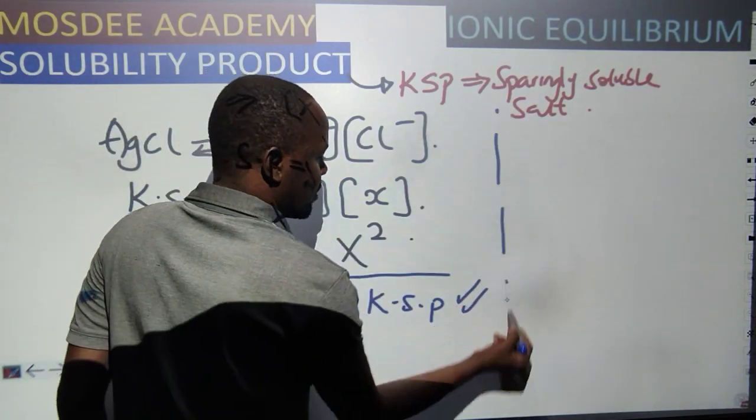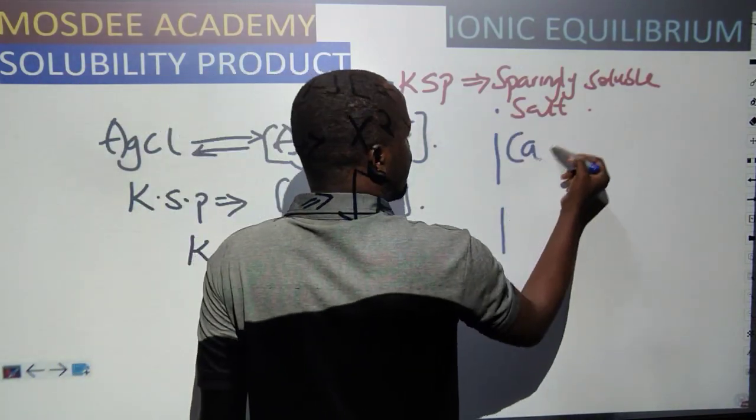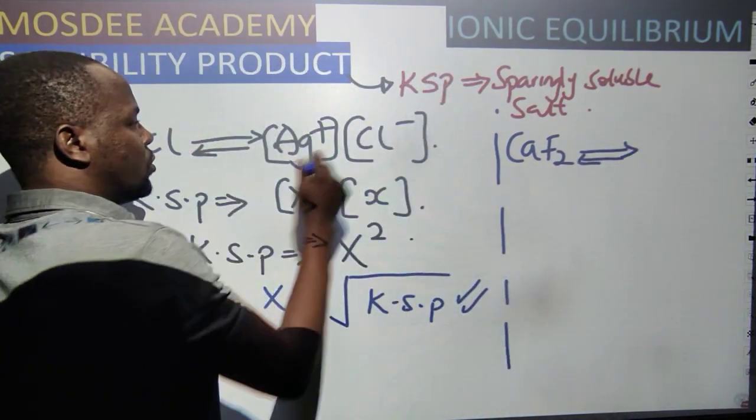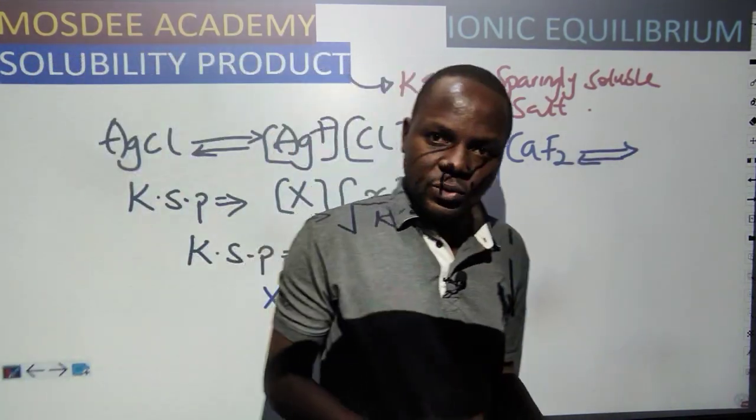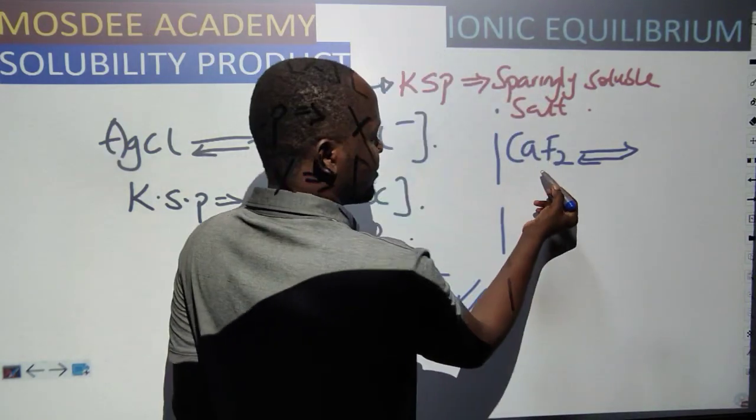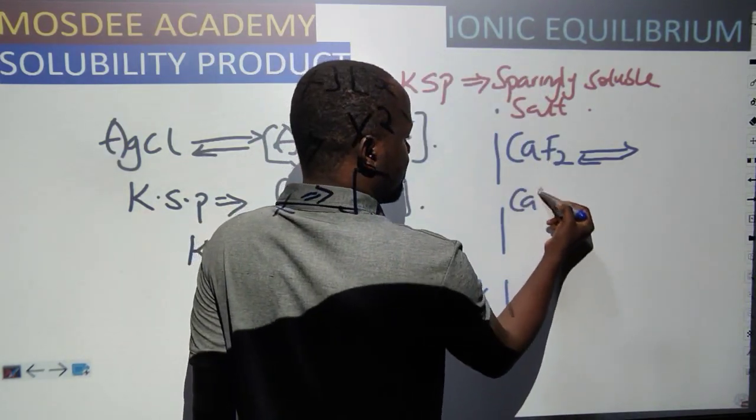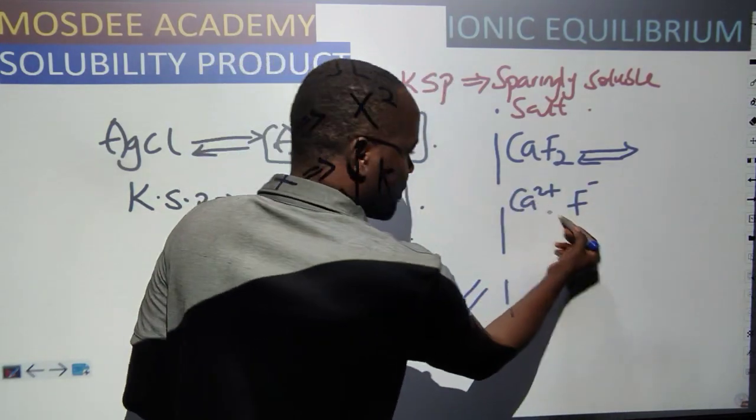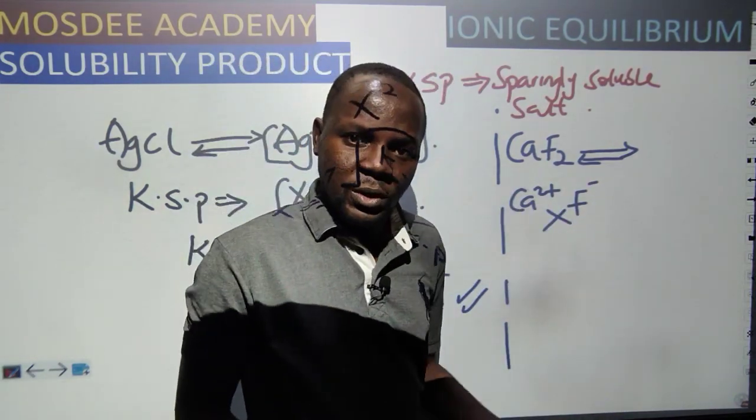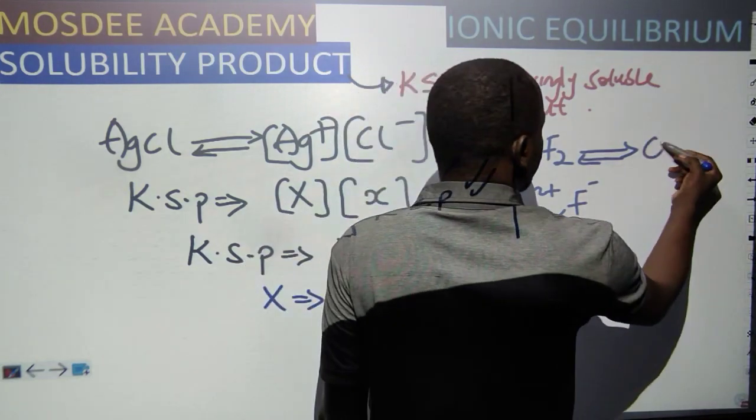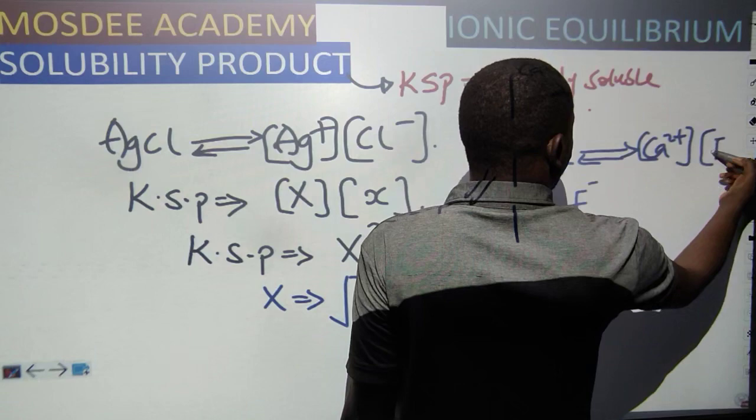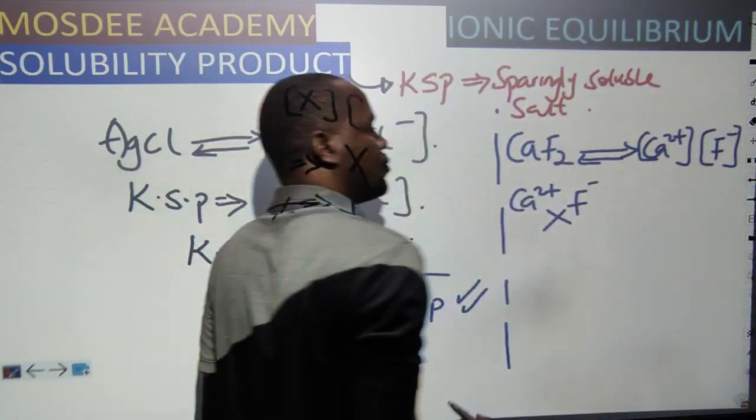I'll take one more example for you guys to get. Let's say I have CaF2. The first thing you write is the dissociation equation. Everybody knows this gives Ca2 plus and F minus. Then we cross multiply from the Berzelius rule to have this. So we have Ca2 plus, then F minus. But there's something you need to know.